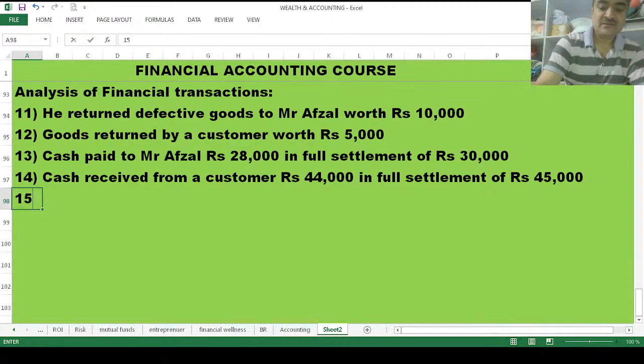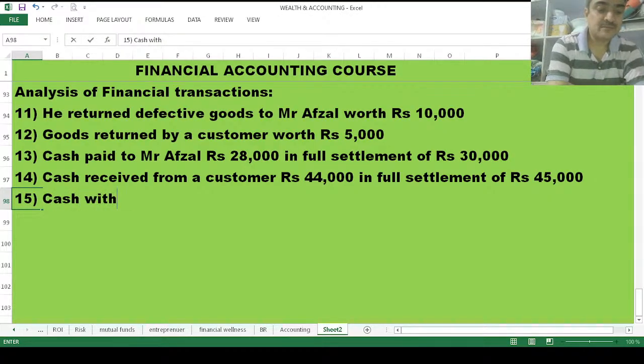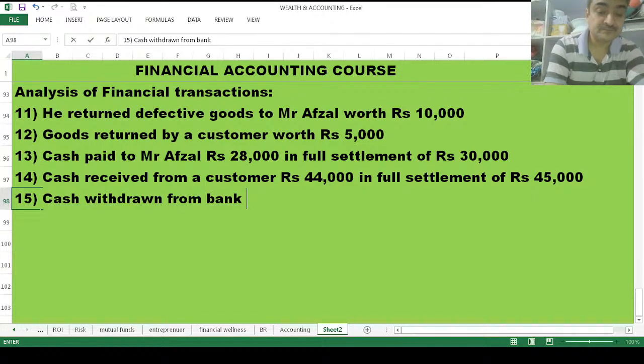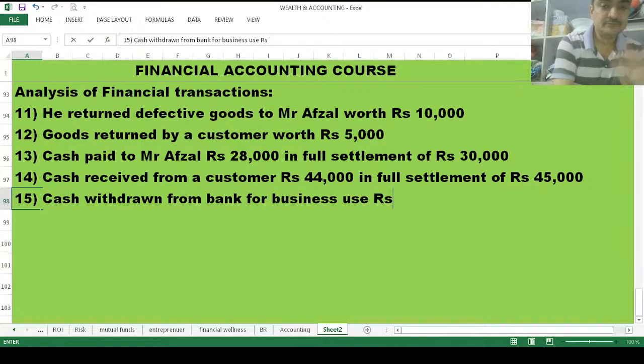The 15th transaction says cash withdrawn from bank for business use, rupees 50,000.